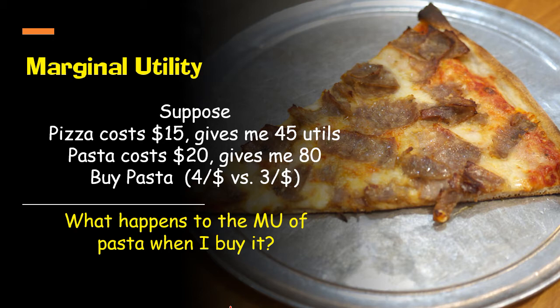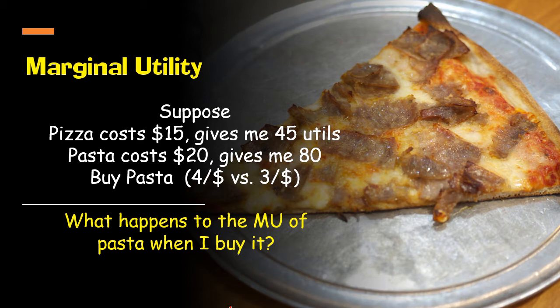Now, how do I make choices? Well, let's suppose that pizza costs $15 and gives me 45 utils, and pasta costs $20 and gives me 80 utils. Which should I take? Well, you say, well, pasta gives you 80. Well, yeah, but pasta costs more money too. A Ferrari gives me more utility than my car, but it costs a lot more than my car. Might not be worth it.